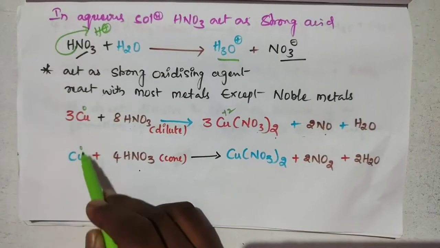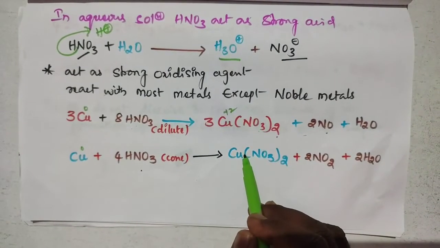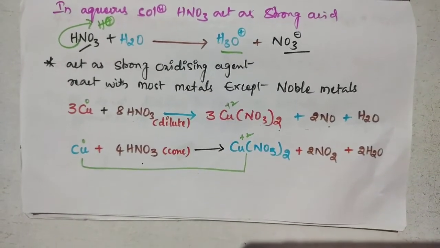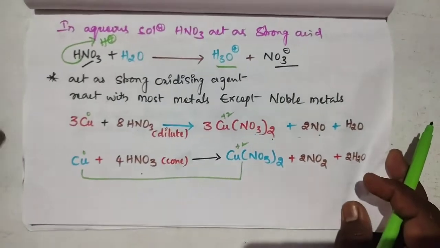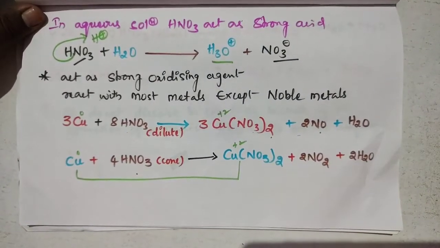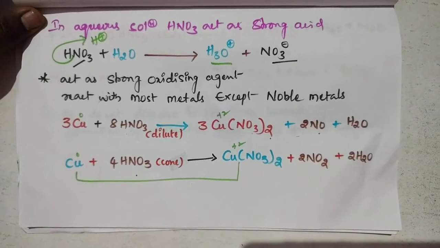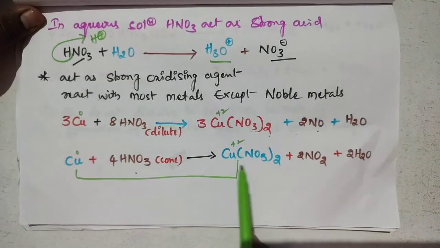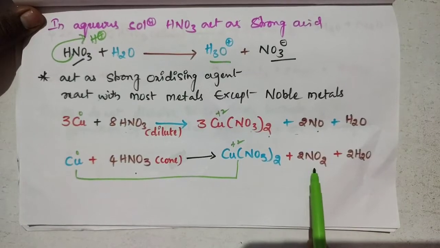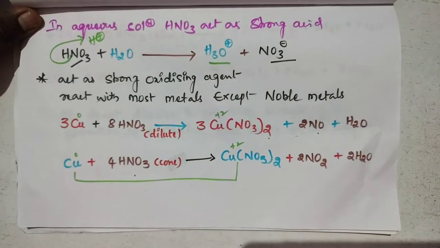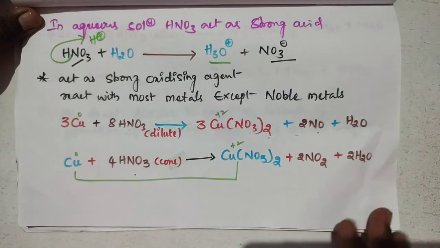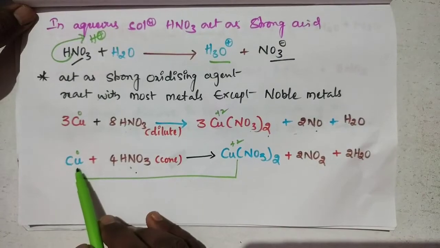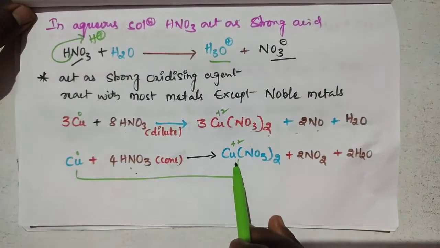In this, copper in the neutral condition, 0 oxidation state, goes to copper plus 2 state. So 0 to plus 2 state. That means loss of electrons. Electrons are lost by the copper. So loss of electrons is also oxidation. Addition of oxygen is also oxidation. Copper plus 4 moles of concentrated HNO3, we get Cu(NO3)2 plus 2NO2 plus 2H2O. By using HNO3, copper is oxidized to copper plus 2.